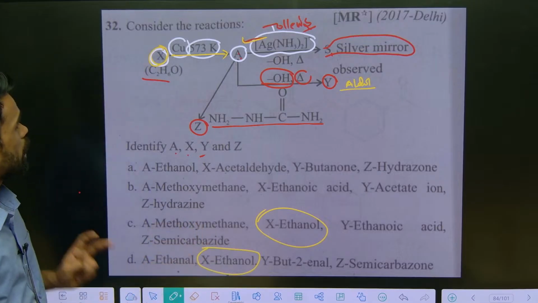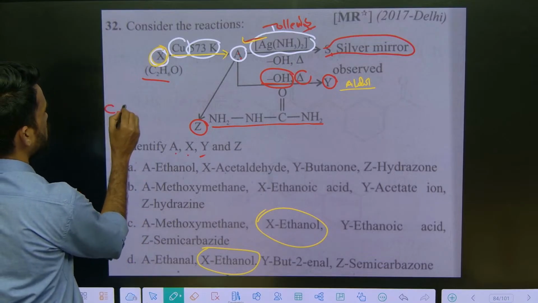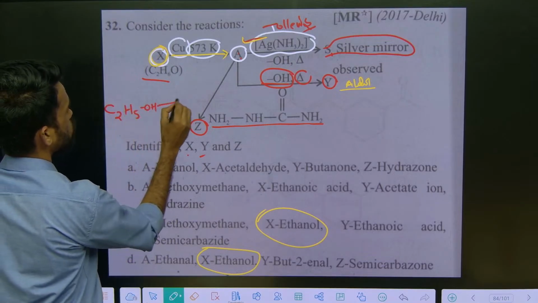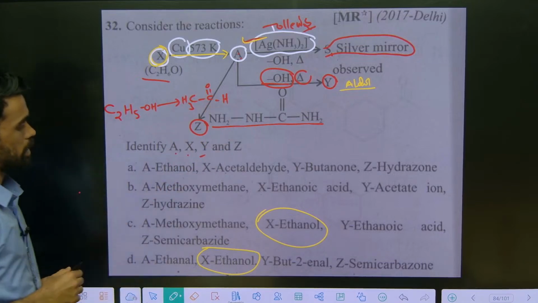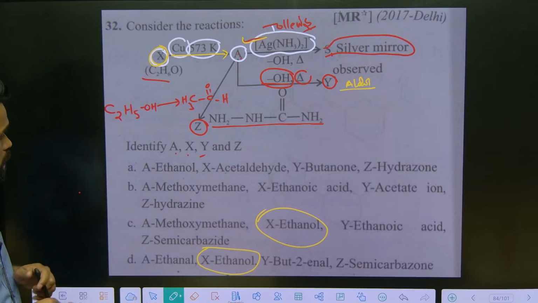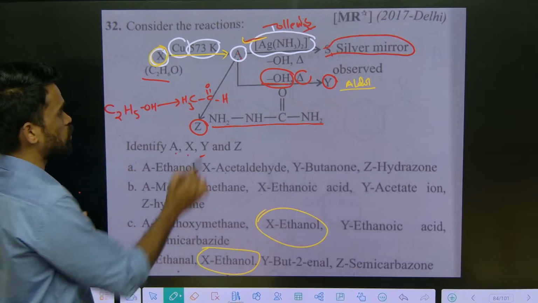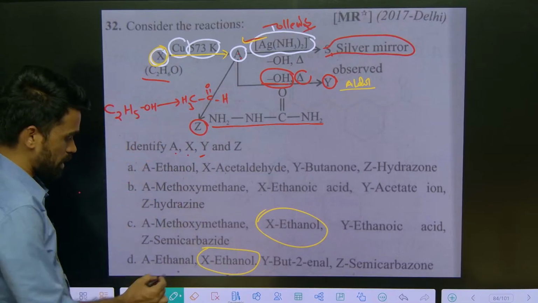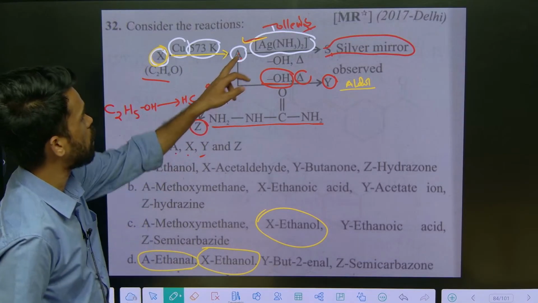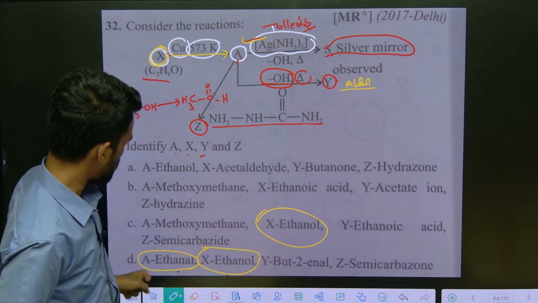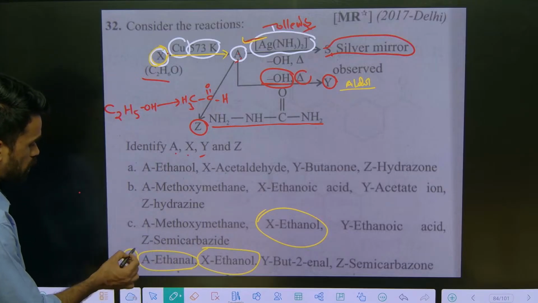A should be the oxidation product of ethanol. C2H5OH gives you CH3CHO, acetaldehyde. Acetaldehyde is A. So where do we have acetaldehyde and ethanol? Yeah, we got these 2 things, A and X. There is only one option in that way, so you can directly choose option D as your answer.